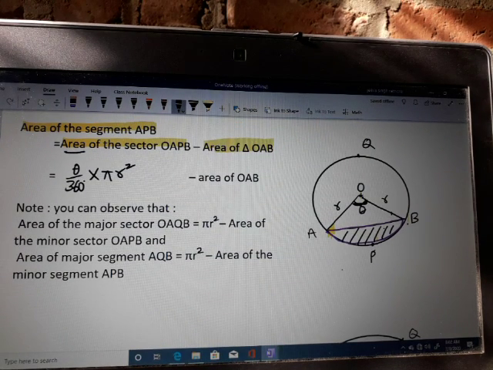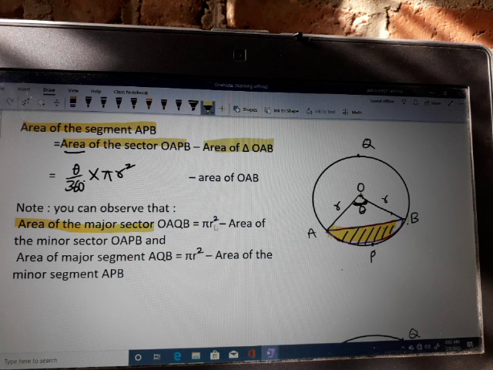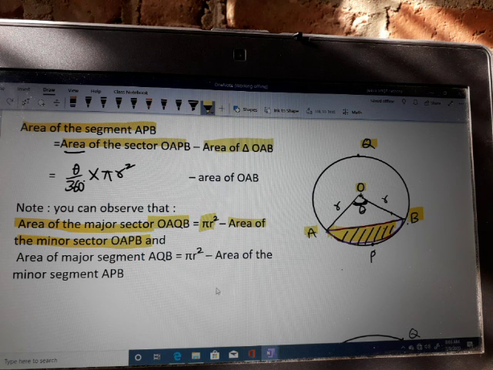And most important, another result: if you want to find the area of the major segment, how will you find it? Simply subtract this minor segment from the complete circle. So the area of the major segment OAQBO is given by pi r square minus the area of this minor segment APB.